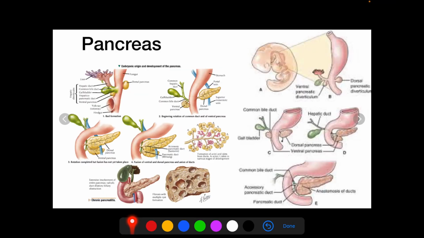yolk sac. Now regarding the pancreas, in the foregut, after the stomach, there will be two buds, dorsal bud and ventral bud. These two buds will come together. The ventral bud rotates like that and comes to the dorsal part and binds with the dorsal part, forming one pancreas. And regarding the gallbladder, it's the same, but the ventral bud grows.